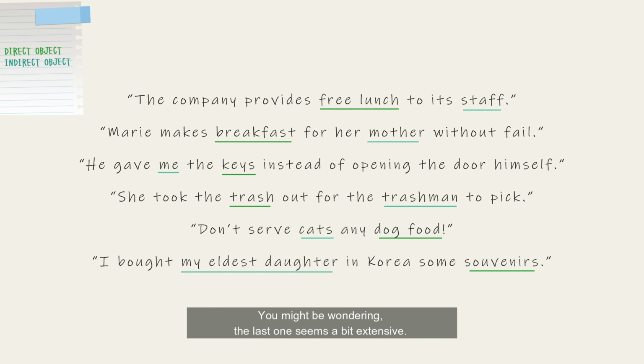You might be wondering, the last one seems a bit extensive. Well, that's because just like subjects, objects can also comprise more than one word. A direct or an indirect object can be a noun phrase as well. An indirect object, as you may have noticed already, is usually a person or an animal.